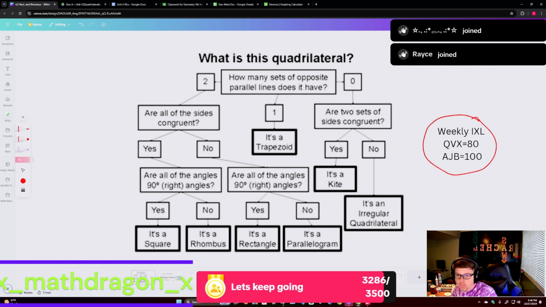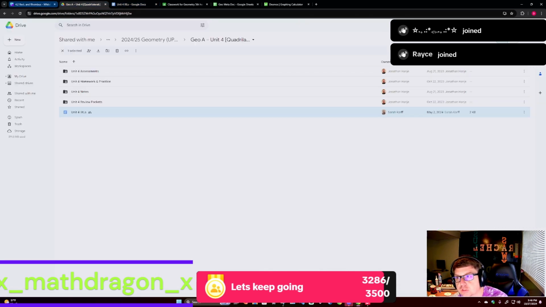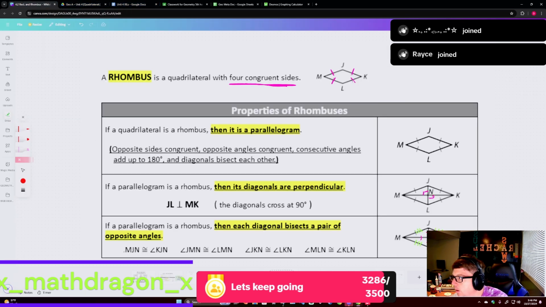But if all 4 sides were congruent, are all 4 angles 90 degrees? That one we could say yes to, so that gives us a rectangle. So once again, we're starting to narrow these things down to which one we actually have. We're going to keep this flowchart going, but today we did rectangles and rhombuses. Yesterday we did parallelograms. So keep working hard. I'm going to stop recording.